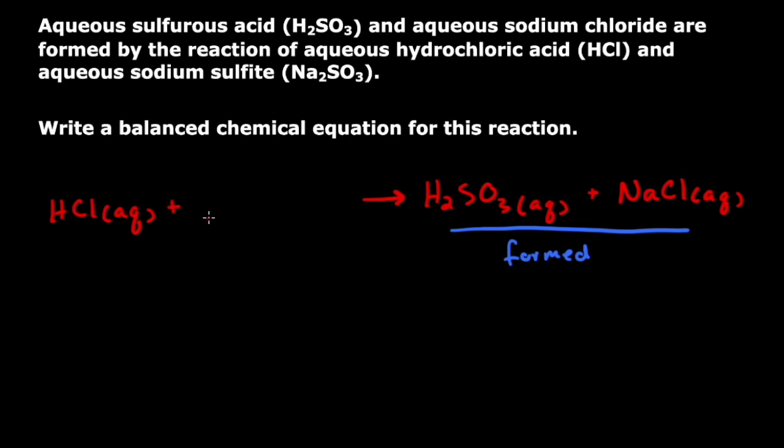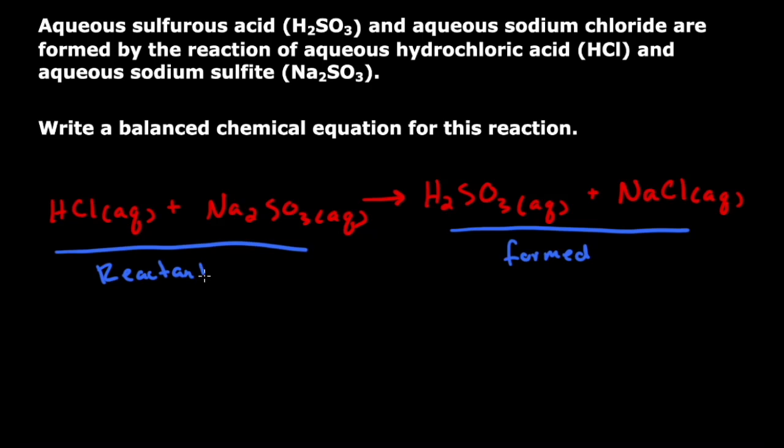And then I have this Na₂SO₃. And that's also going to be aqueous. So I'm going to put an AQ down. And what's over here, these are going to be called the reactants. So we have the reactants, and the products are going to be formed. And so now that we got the reaction written down, we want to balance it.